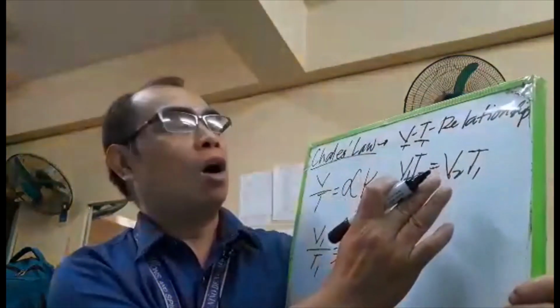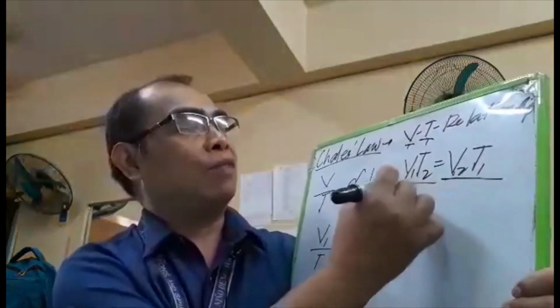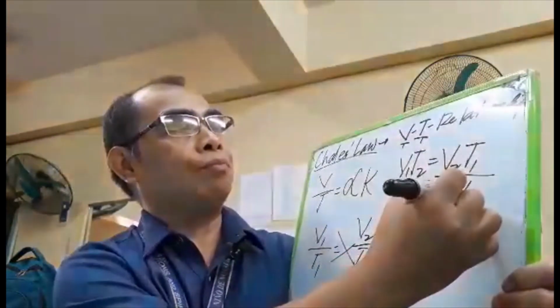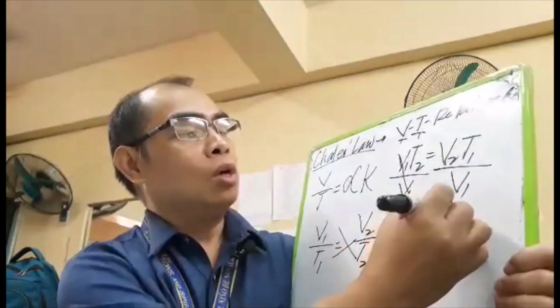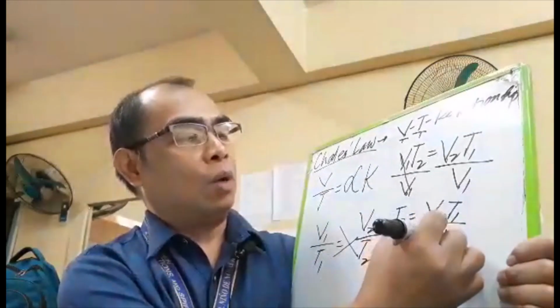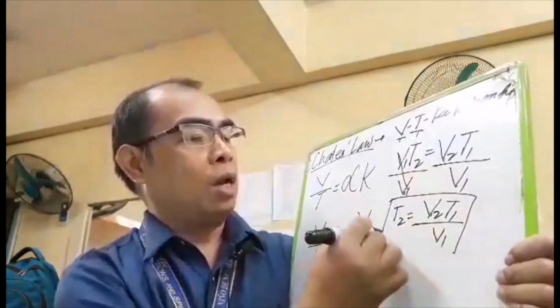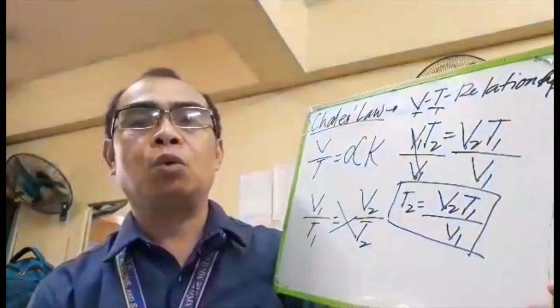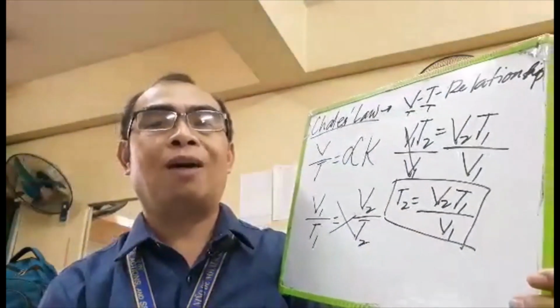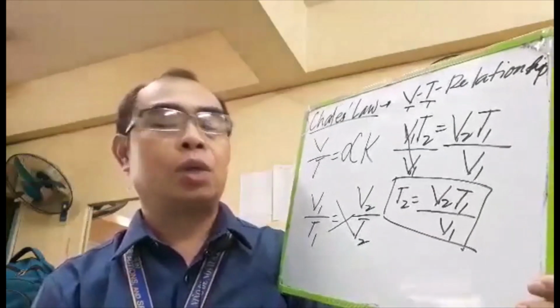So to find the final temperature, divide both sides by V1. Cancel. So T2 is equal to V2 T1 over V1. So this is your formula in solving for the final temperature. But always remember, the final temperature should always be in absolute temperature. You have to convert it into Kelvin.